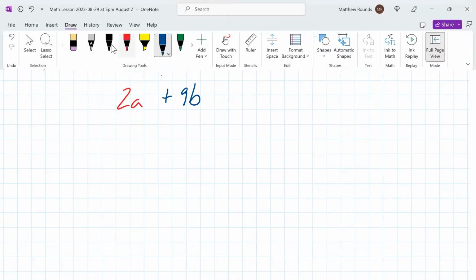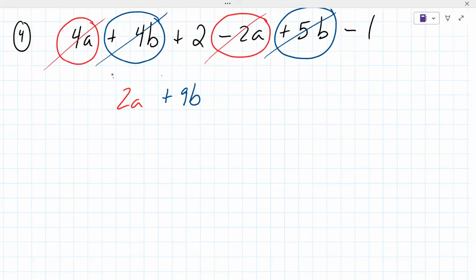And then the last one there, you've got the 2 plus 2 minus 1. That is plus 1. Now, there are no like terms left. You've got a's, you've got b's, you've got 1. Those are not like terms.